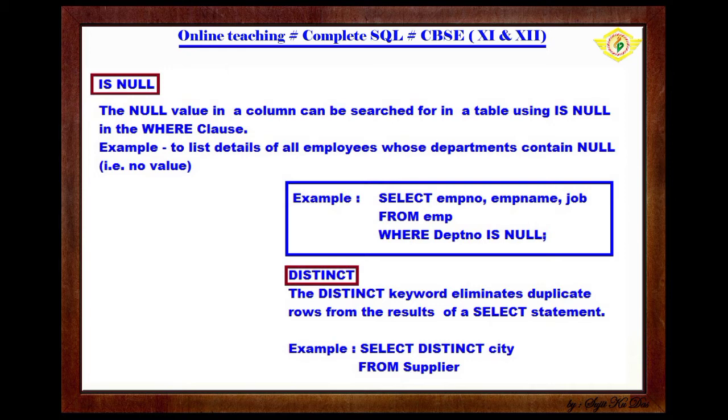Okay. Next is DISTINCT. In a similar way, DISTINCT eliminates duplicate rows from the results of a select statement. If any duplicate rows are there, when the same fields are there, it will remove them. Example: select distinct city from supplier. That means different unique city names will be there. If any duplicate city names are there, they will be removed. Only a single name of each city will be displayed from the table supplier.